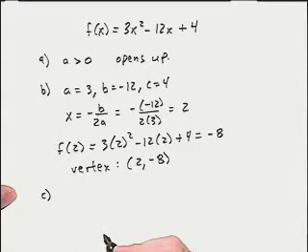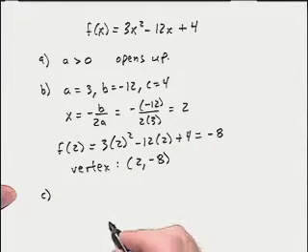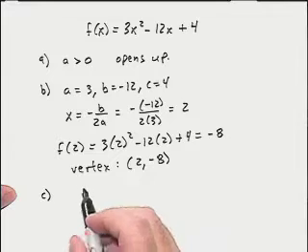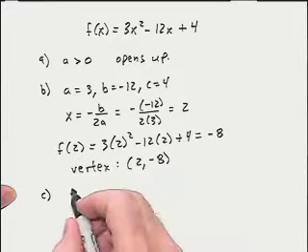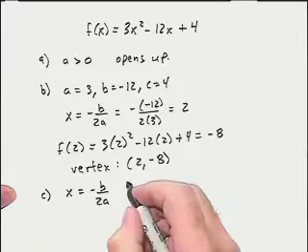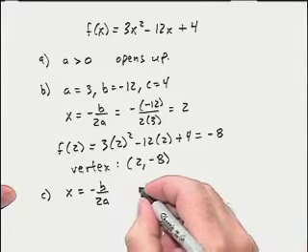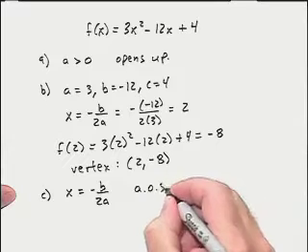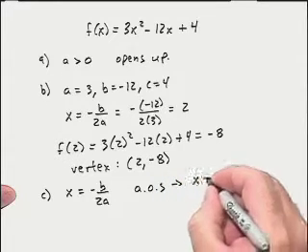For part C, we're looking for the axis of symmetry. The axis of symmetry is a vertical line that passes through the vertex, and so it has the equation x equals negative b over 2a, which is just the x-coordinate of the vertex. Therefore, the axis of symmetry is x equal to 2.